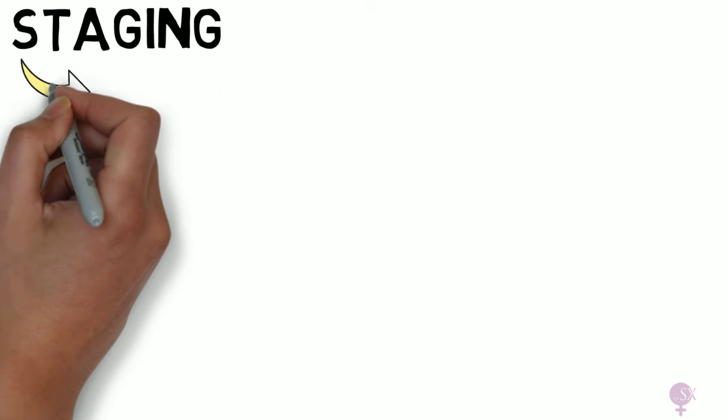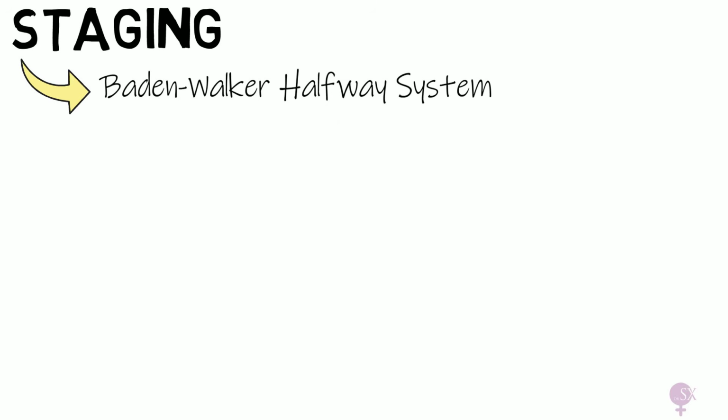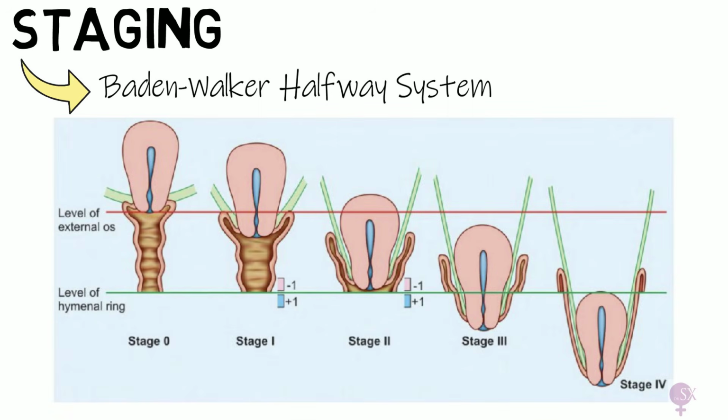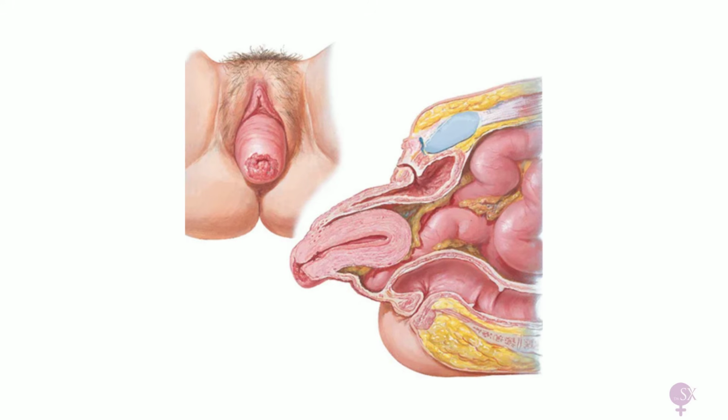The more simple staging system is the Baden-Walker halfway system, which defines a prolapse in relation to the hymen. This image is looking at a prolapsed uterus. Grade 0 referring to no prolapse. Grade 1, the prolapse has descended halfway to the hymen. Grade 2, the prolapse has descended to the hymen. Grade 3, the prolapse has descended beyond the hymen. And Grade 4 refers to complete eversion of the uterus, also known as procidentia. This image over here gives you an idea of what a procidentia looks like on examination. These patients may present with bleeding and ulceration of the prolapse.